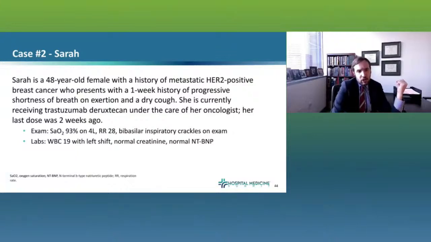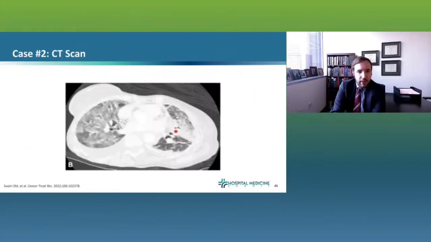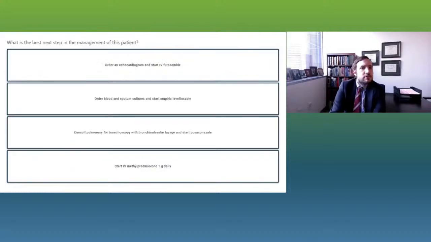On exam, a little hypoxic, 93%. Oh, she's on 4 liters, 93% on 4 liters. She's tachypneic with a respiratory rate of 28, and on auscultation, she's got bibasilar inspiratory crackles and leukocytosis, white count 19, left shift, normal creatinine, normal BNP, and her scan looks like this. No radiologists in the crowd, but we can assess this. She's also had a left-sided mastectomy. What are we going to do?